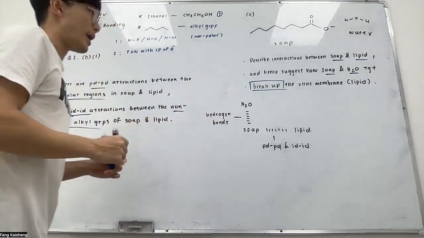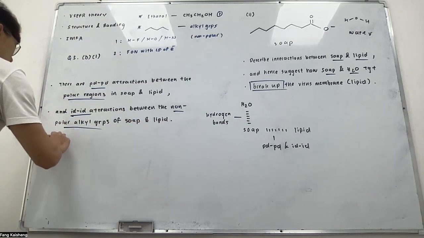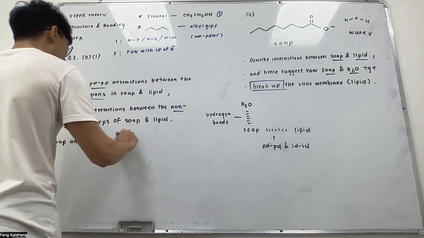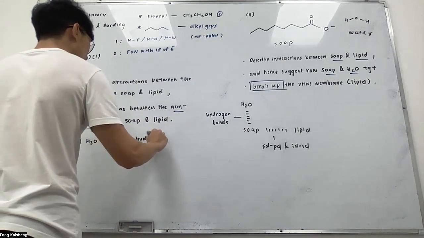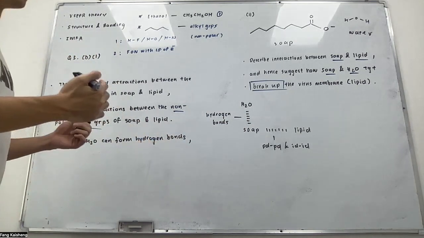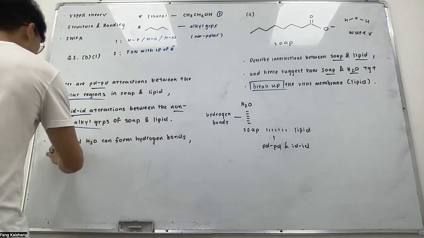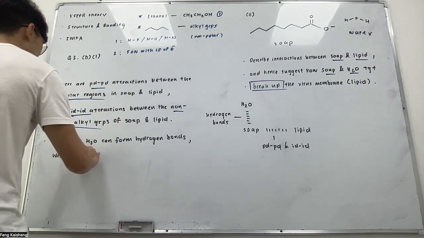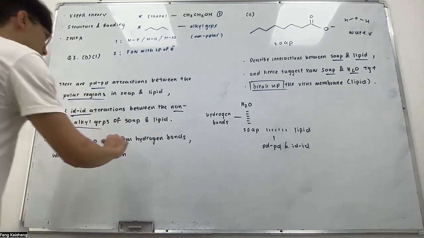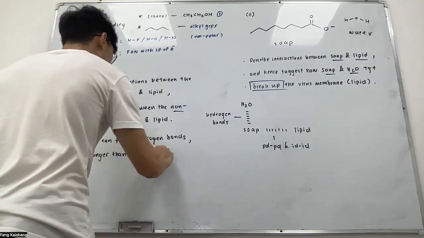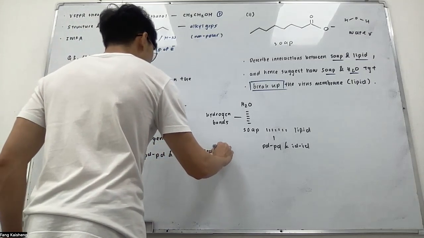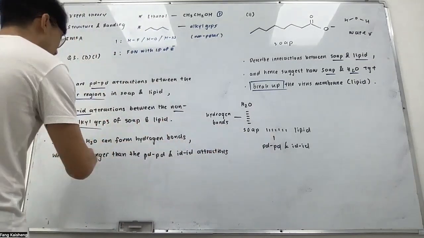Then you tell me about soap and water, right? Soap and water can form hydrogen bonds. And you can immediately dive to the idea of strength. We know hydrogen bonds are stronger. So, which are stronger, then the PD-PD and ID-ID attractions between soap and lipid. So this diagram really kind of helps us frame our answer.